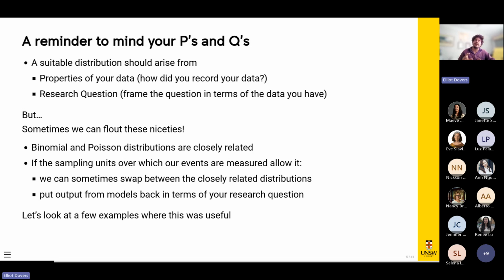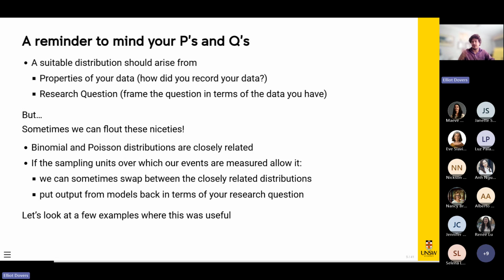It can be a little bit tricky, but we can also often put our model outputs, which answer our research questions, back in terms of our research question. And so I say we're flouting the niceties of minding your P's and Q's, but really, I just wanted to sound kind of punk rock. But what I really mean, and a big theme of this talk, is thinking a little bit more closely about the properties of your data. And as it turns out with event data like this, there are close relations that allow us to be a little bit more flexible in how we're analyzing them.